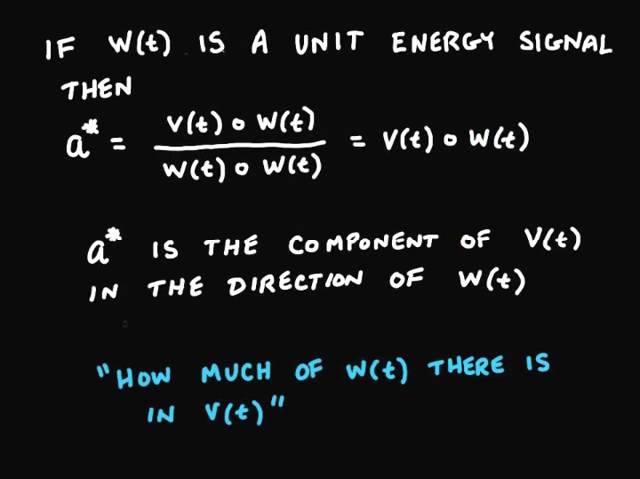So let's now look at the signal case. If W(t) is a unit energy signal, then our value of A star will be equal to V(t) circle product W(t). And we can think of A star then as the component of V(t) in the direction of W(t), or how much of W(t) there is in V(t).